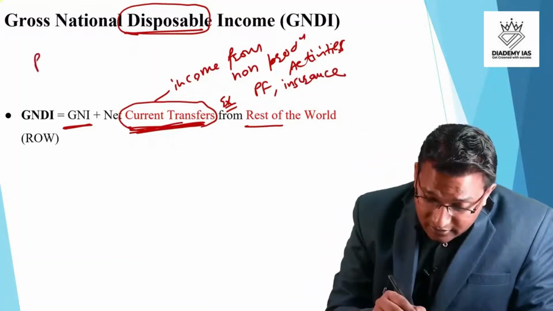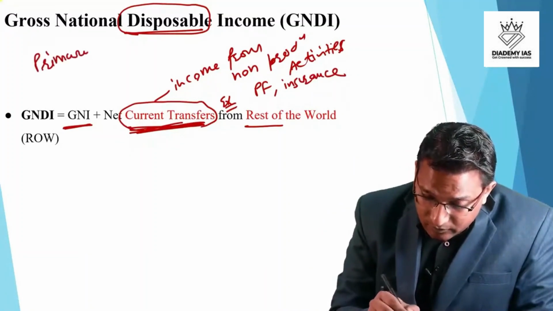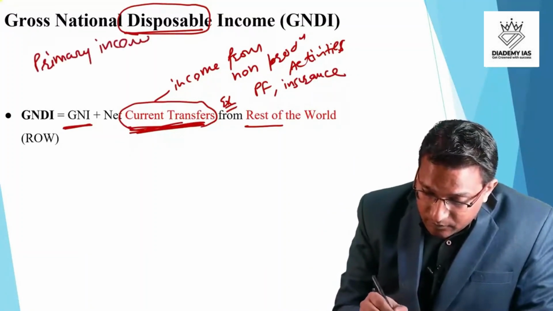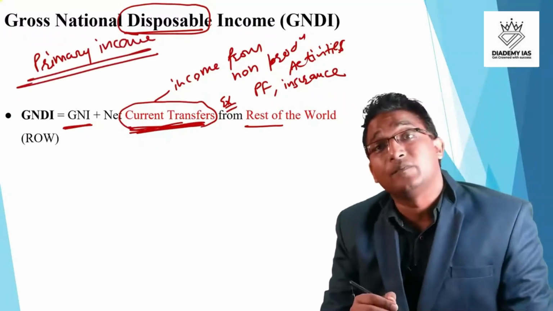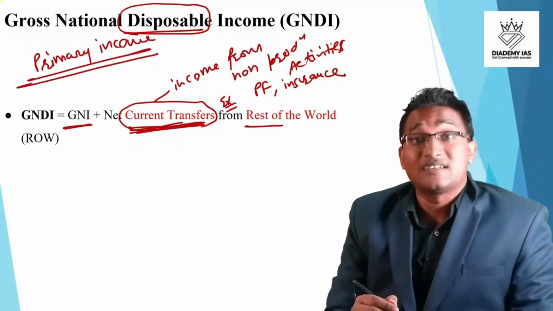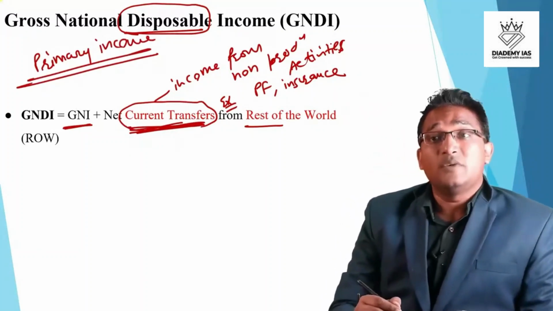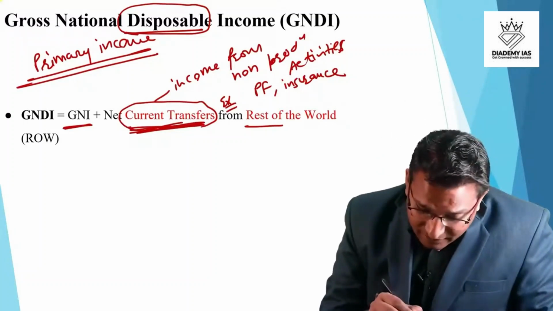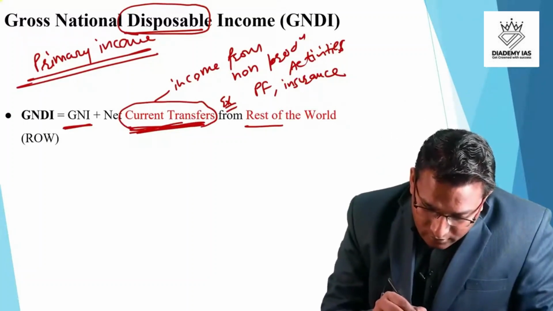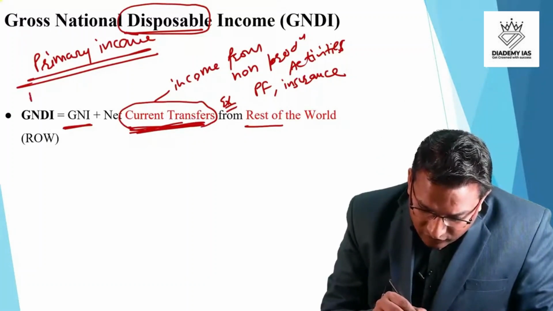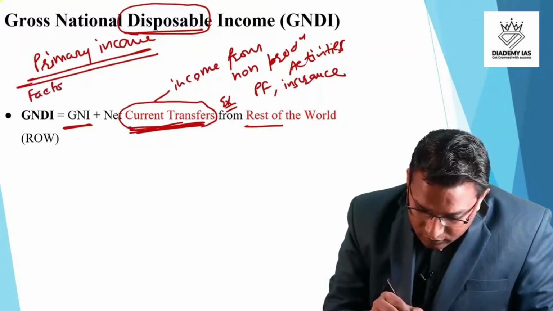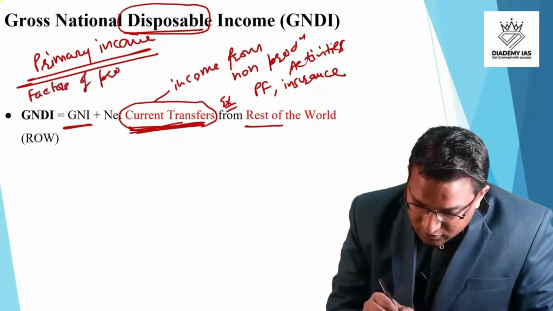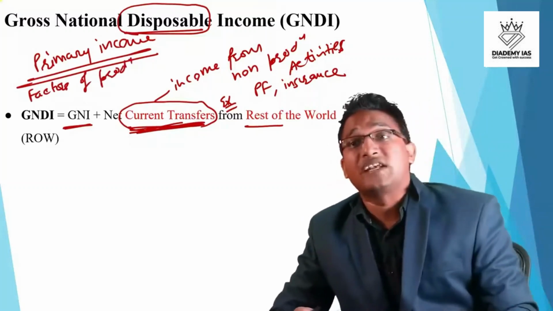We also discussed one term, primary income. What is the meaning of primary income? We discussed this term when we were discussing the term GNP. So what is the meaning of primary income? The primary income basically means the income from factors of production or income from the production activity.